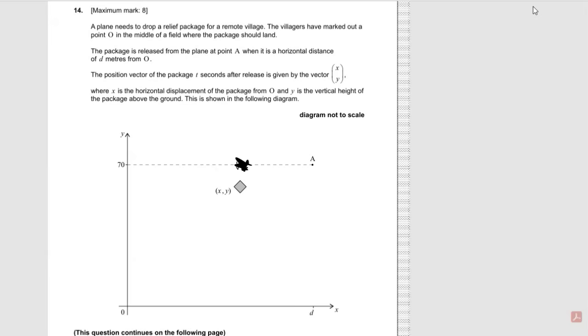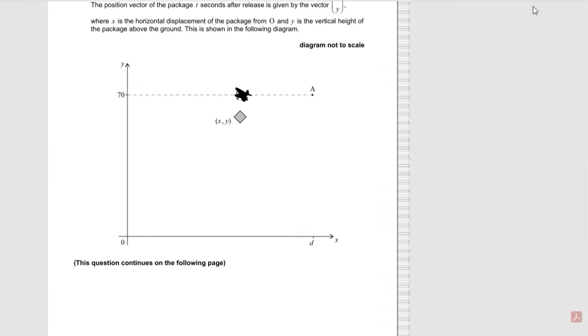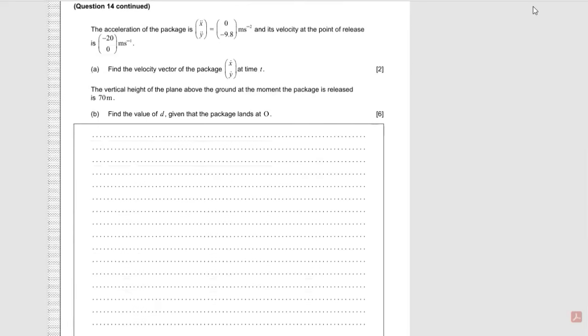The position vector of the package t seconds after release is given by this vector, where x is the horizontal displacement of the package from O and y is the vertical height of the package above the ground. This is shown in the diagram. Okay, so this is the displacement vector. All right, so the question continues on the following page. Let's take a look at this.